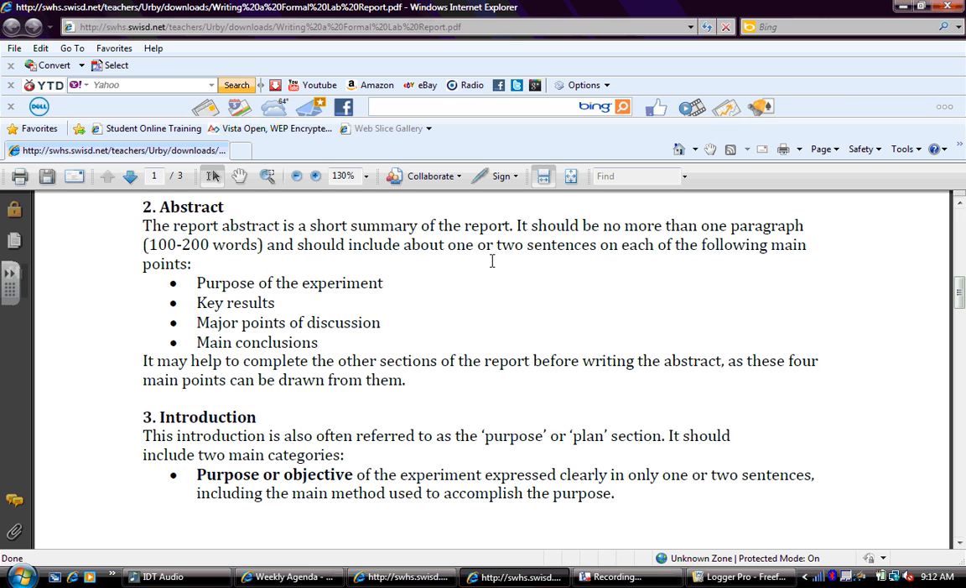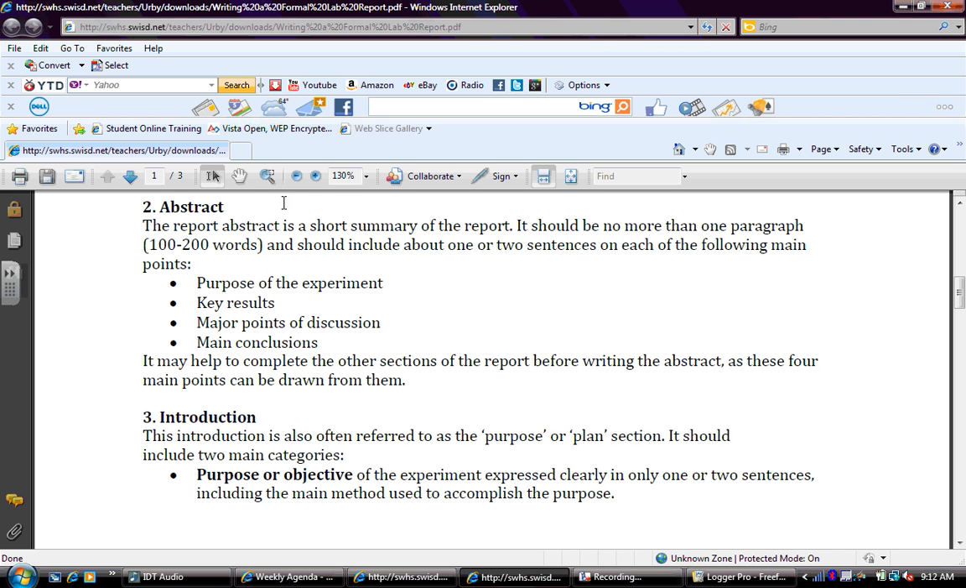You're going to also write an abstract. The abstract should be 1 to 200 words, no more than a paragraph, and it basically needs to include about 1 or 2 sentences on these main points: the purpose of the experiment, the key results, the major points of discussion, and the main conclusions for the lab.